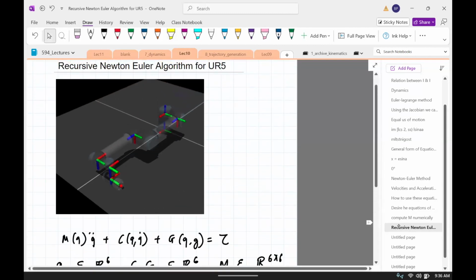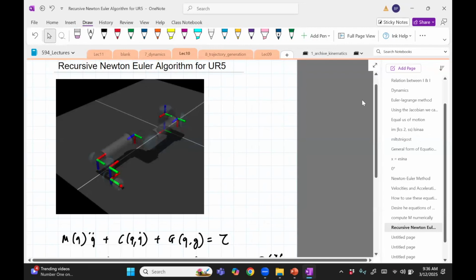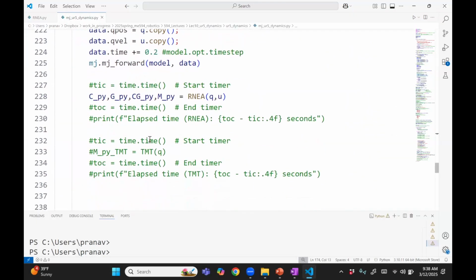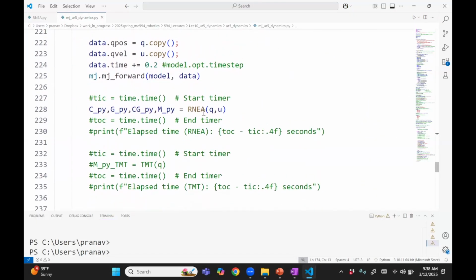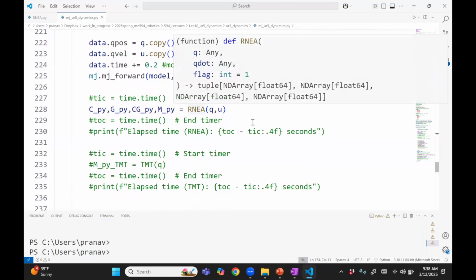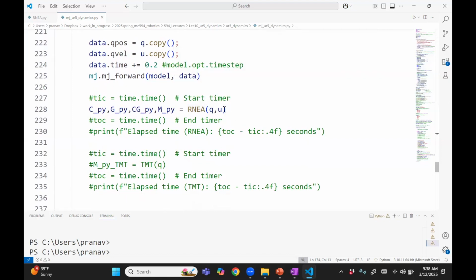Instead of doing it here in class, I just wrote the equations. I'll show you what they look like. Okay, so in the main file, if I want to use RNEA, that is the recursive Newton-Euler, I need two things. I need to specify the joint angles, which is q, and joint velocities, which is u. And the function is expected to return the Coriolis term c, the gravity term g, and the sum of the two, which is packed together in CG. That way I can use it. And then we can check that against MuJoCo.